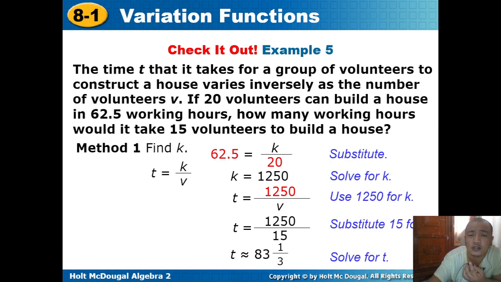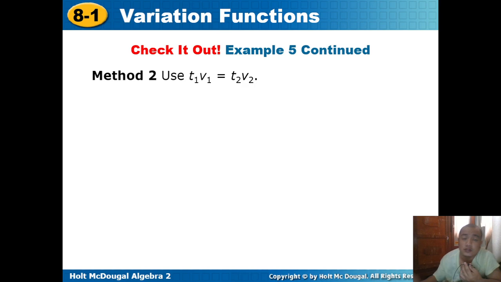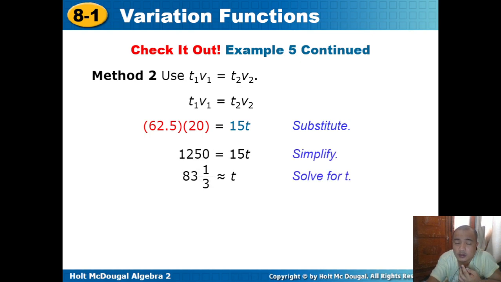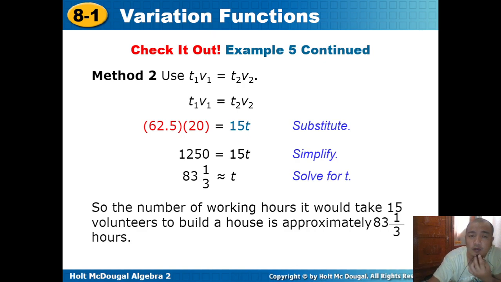Okay, since this is inverse variation, we can use another formula for method 2. t sub 1 times v sub 1 equals t sub 2 times v sub 2. Pag direct, divide mo lang yung t1 and v1. Then substitute 62.5, 20 yung t sub 1 and v sub 1. v sub 2 is 15. Okay, first multiply 62.5 by 20 divided by 15. 83 and 1/3. Okay, we obtain the same result. So the number of working hours it would take 15 volunteers to build the house is approximately 83 and 1/3 hours.